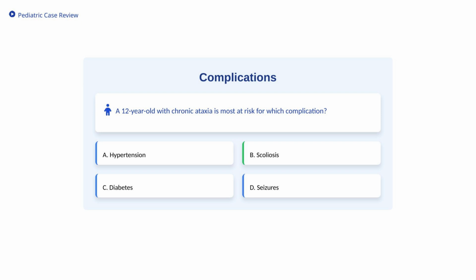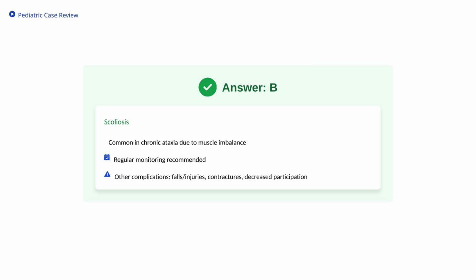A 12-year-old child has been living with chronic cerebellar ataxia for several years. Among the following, which complication is this child most at risk for developing? Is it A. Hypertension, B. Diabetes, C. Scoliosis, or D. Seizures? The correct answer is C. Scoliosis is a common complication in children with chronic cerebellar ataxia. This occurs due to trunk muscle imbalance and altered postural control. Regular monitoring of spinal alignment is recommended for these children.